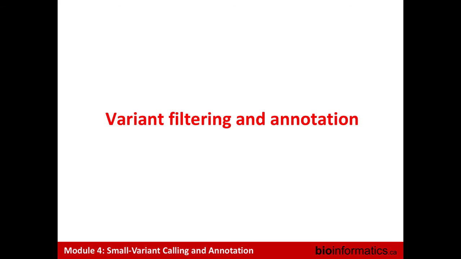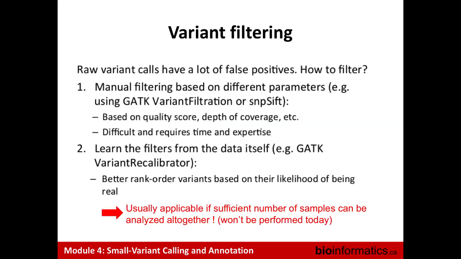So now that we have done our variant call, what is interesting to do is to filter our data and do some kind of annotation. When you want to filter your data, there are two main approaches you can use. The first one is what we call hard filtering, so manually filtering your data. There's a tool in GATK called VariantFiltration, or in SnpSift, which is one of the software included in the SnpEff tools.